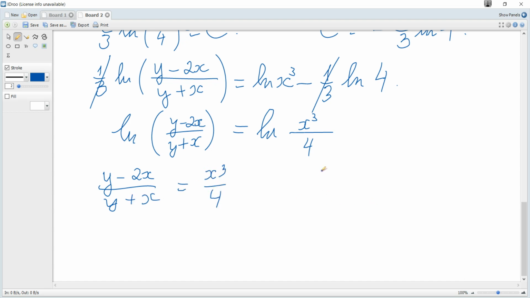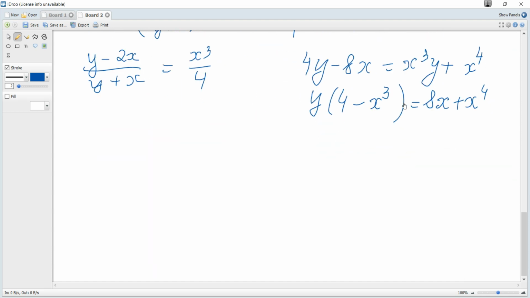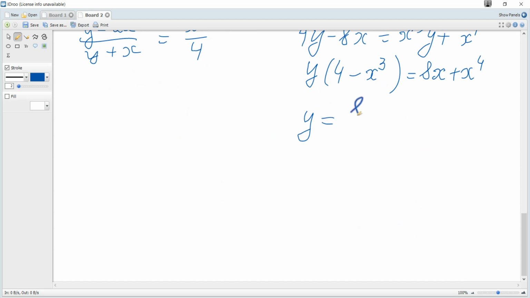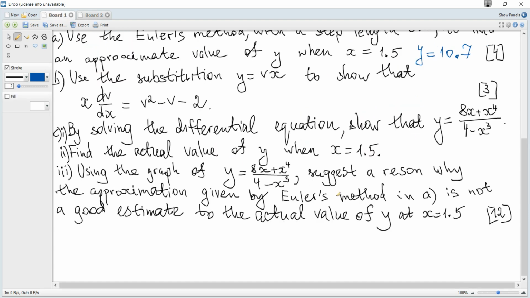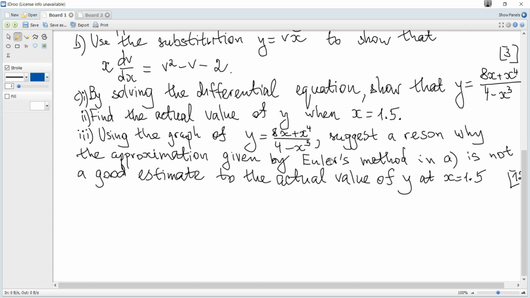Cross multiplication and it becomes 4y minus 8x is x cubed y plus x to the power of 4, so moving terms to the left, it becomes y times (4 minus x cubed) is 8x plus x to the power of 4, and y is (8x plus x to the power of 4) over (4 minus x cubed). The answer is given, 4 minus x cubed, yes, it's correct.